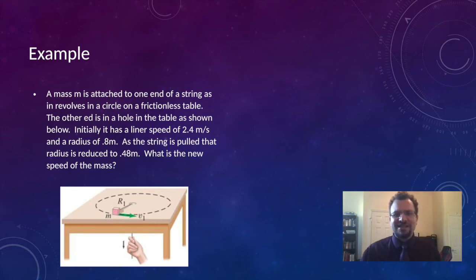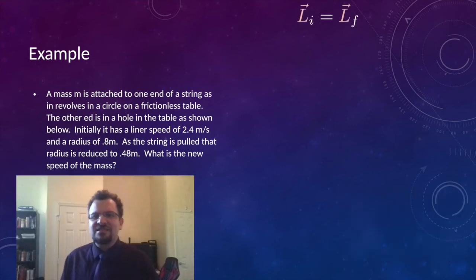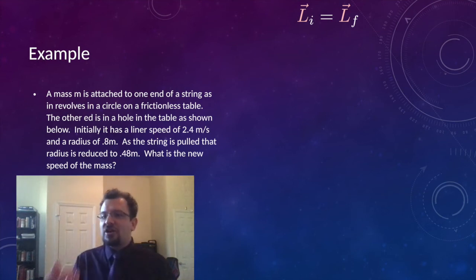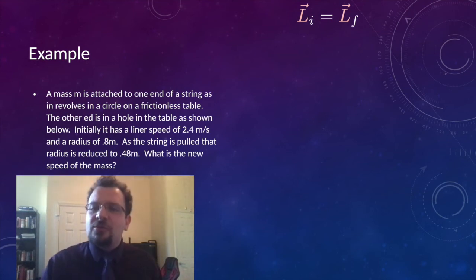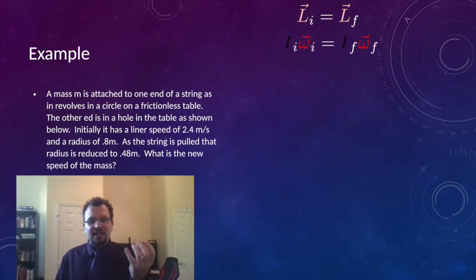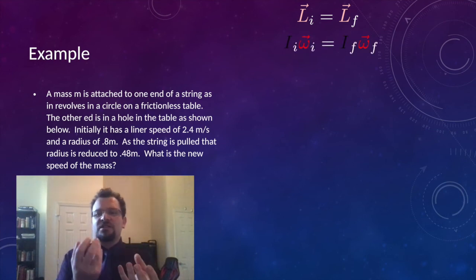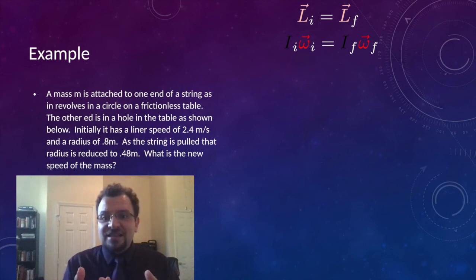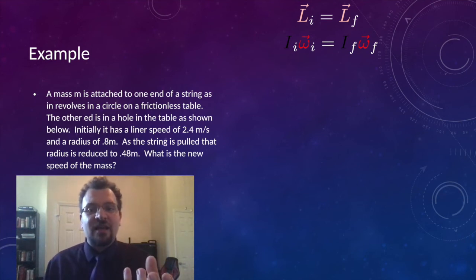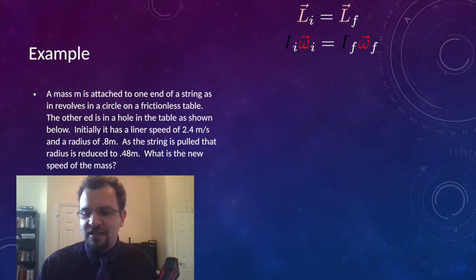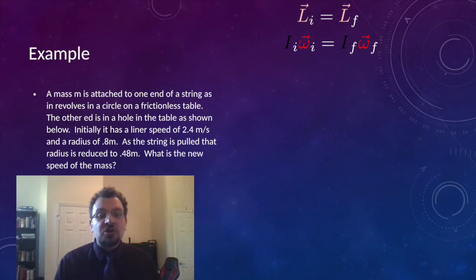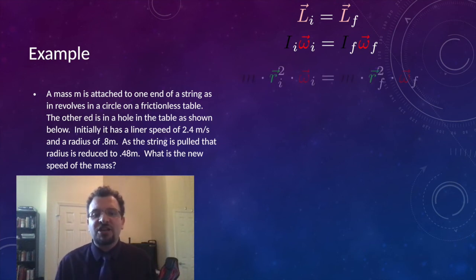Angular momentum needs to be conserved. This means that that initial angular momentum is going to equal the final angular momentum. So we can split that apart. We get the initial moment of inertia times the initial angular velocity is equal to the final moment of inertia times the final angular velocity. And let's go ahead and split those moment of inertias out. So this is a case where all that mass is at the maximum radius. So the equation that we're going to use for that moment of inertia is the mass times the radius squared.